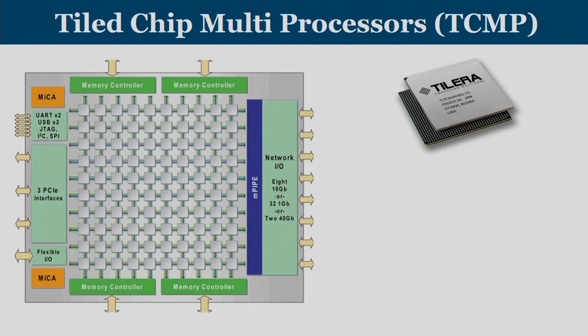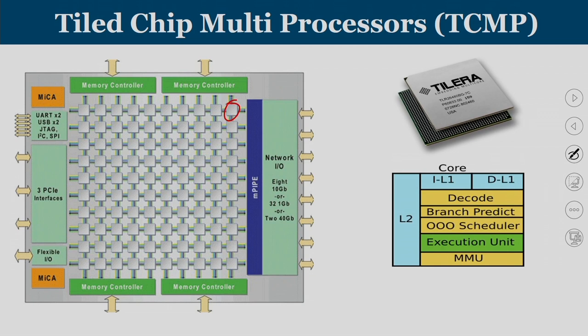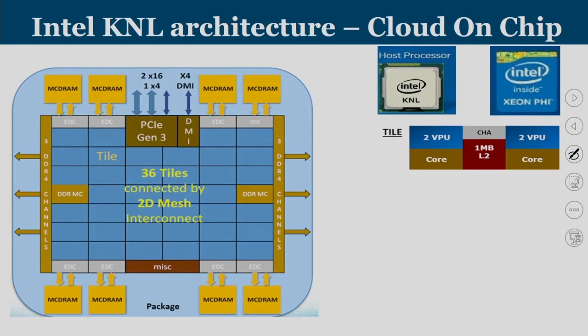So, we have already seen that tiled chip multi-core processors exist, and we have many such tiles on a chip. Each of these tiles is going to have a core which consists of the decoders, the branch prediction, the schedulers, the execution unit, the memory management unit, all these things. And we have multiple memory controllers on the chip. So, our future is going to be with these kinds of chips. And one very prominent chip is the Intel KNL. It's called the Intel Knights Landing Processor.